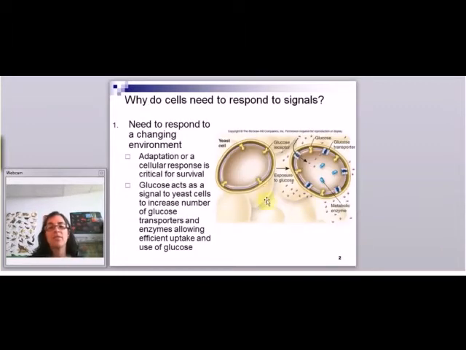So some examples of this, this is a unicellular example where we have a yeast cell. And again, like I mentioned, they need to know if there's food out in their environment out here. And if there is food, then they're going to respond to that food by making the things that they need to digest that food. So in this case, if there's glucose in the environment, then they want to have a protein to bring in glucose. And then they want the enzymes that they need to break down that glucose.